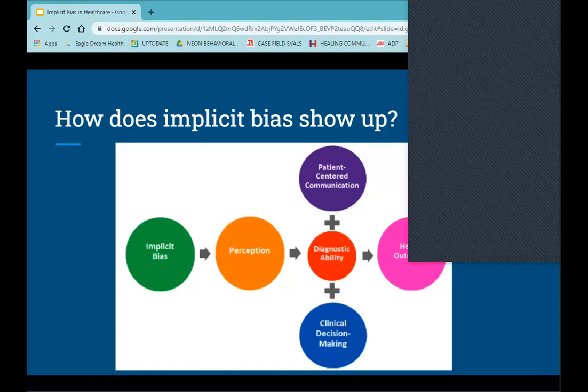So these are all ways that implicit bias can impact our care. And we're going to go through even more examples because I find the examples really helpful.